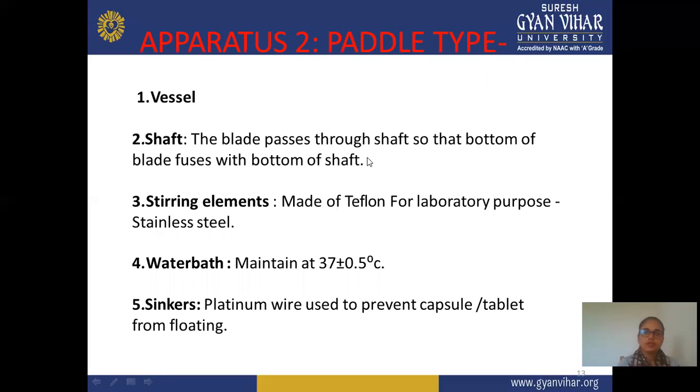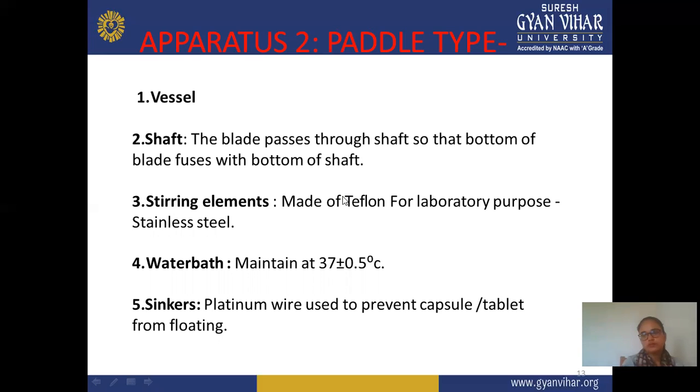Next is the type 2 apparatus, that is the paddle type. According to USP, first is basket, second is paddle type. In this paddle type, the vessel is the same as in the type 1 apparatus, made up of borosilicate glass, and the blade passes through the shaft so that the bottom of the blade is fused with the bottom of the shaft. Means the shaft is in a blade-like structure, and due to this the blade passes through the shaft and its bottom is fused with the bottom of the shaft.